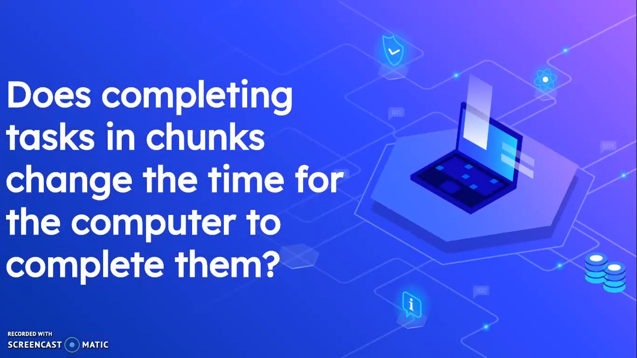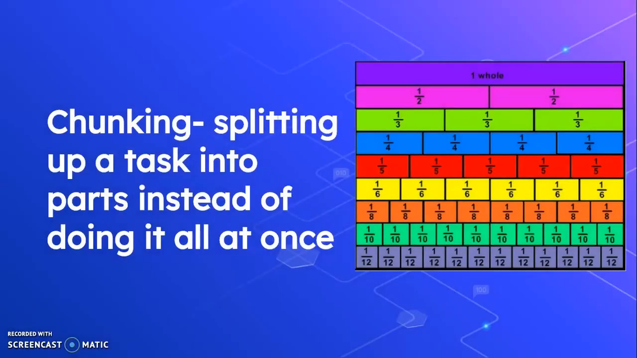Does completing tasks in chunks change the time for the computer to complete them? What is chunking? Chunking is when you take a task and you split it up into different parts instead of doing it all at once. Taking an hour-long task and splitting it up into half-an-hour tasks, 20-minute tasks, or 6 10-minute tasks.